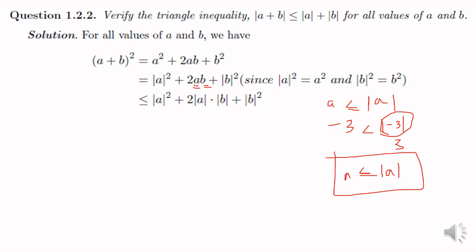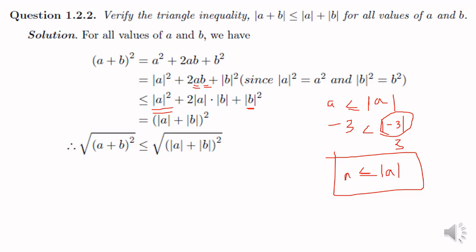So this will become mod a square plus a replaced with mod a and b replaced with mod b plus mod b square. So you can see that this is mod a square plus 2 mod a mod b plus mod b square, which is mod a plus mod b the whole square. So what we have got is that on the left hand side we have (a plus b) the whole square, and on the right hand side we get (a plus b) the whole square less than or equal to (mod a plus mod b) the whole square.